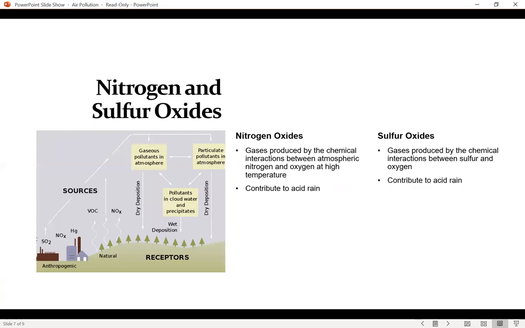Our next slide is nitrogen and sulfur oxides. Nitrogen oxides are gases produced by chemical interactions between atmospheric nitrogen and oxygen at high temperatures. They contribute to acid rain. Sulfur oxides are gases produced by chemical interactions between sulfur and oxygen, and contribute to acid rain as well.